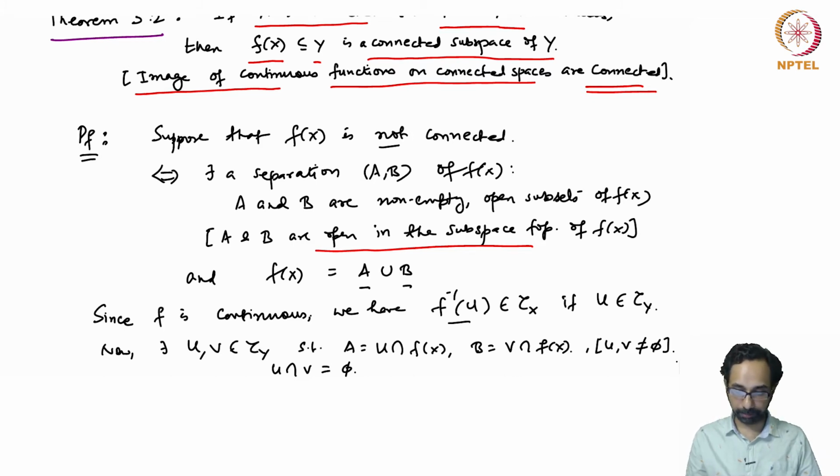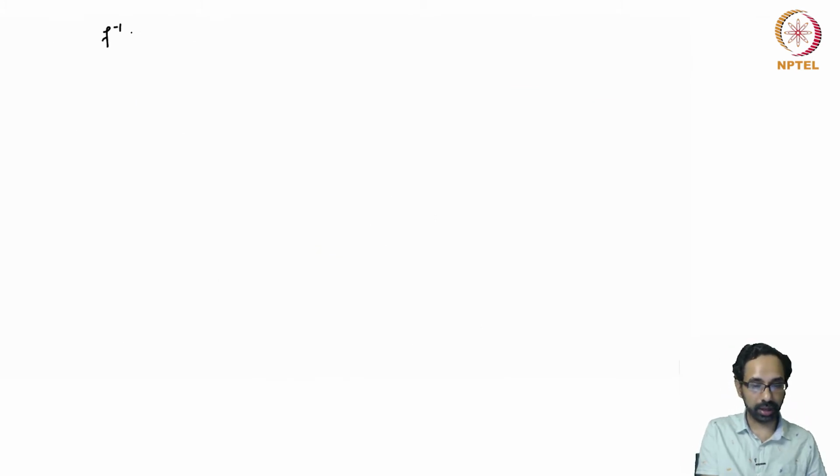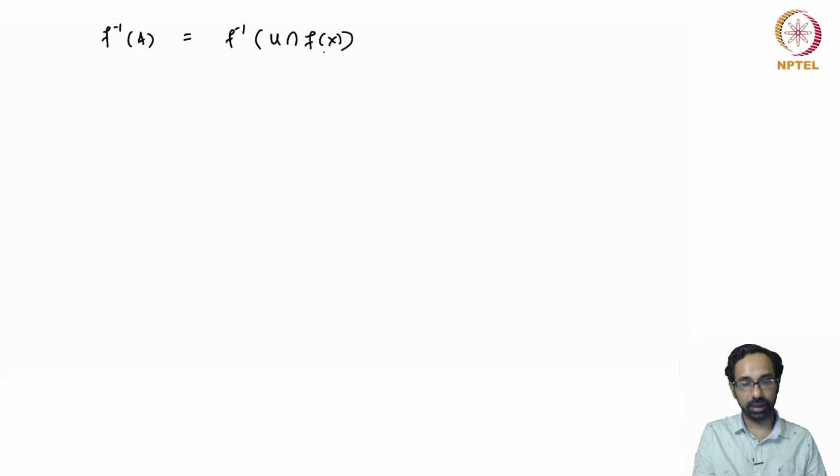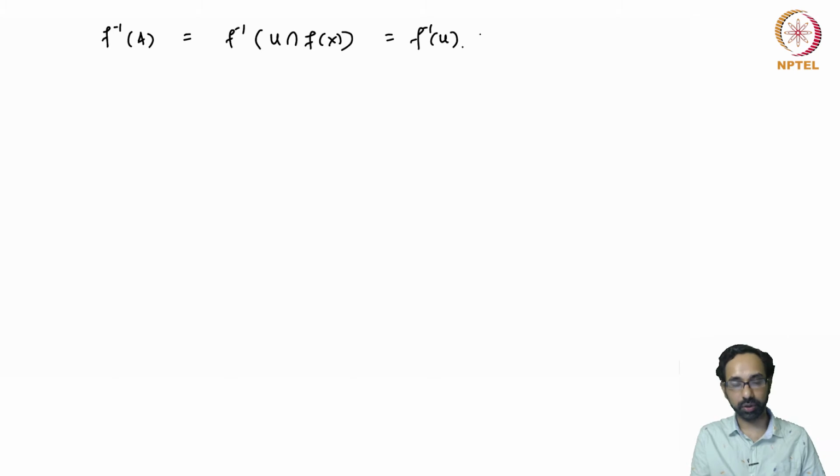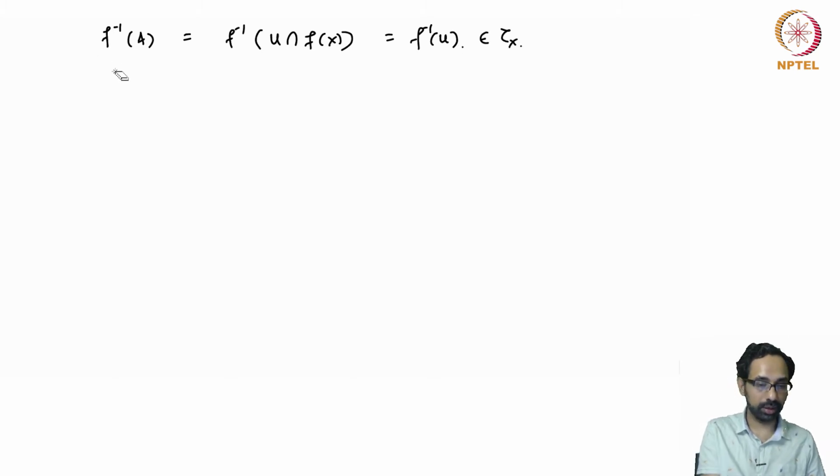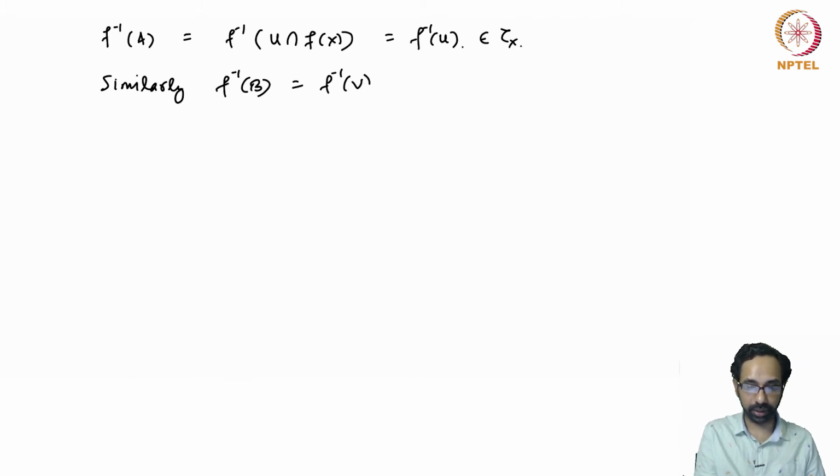So now we compute the pre-image of A. The pre-image of A is f inverse of U intersection f(X), but this is nothing but f inverse of U, and because U was open in Y, this is open in X. Similarly, f inverse of B is equal to f inverse of V, and this is open in X.